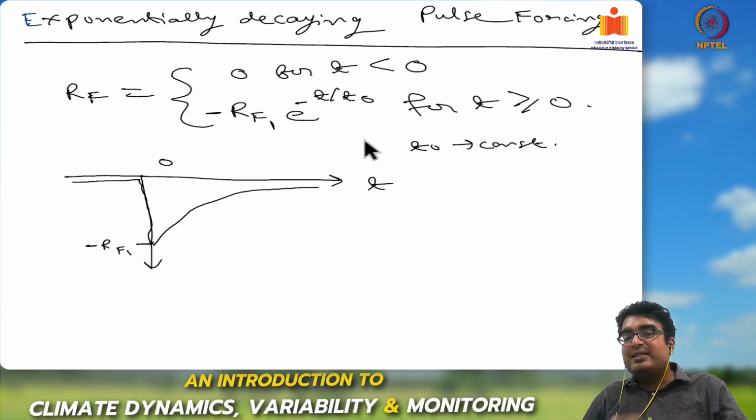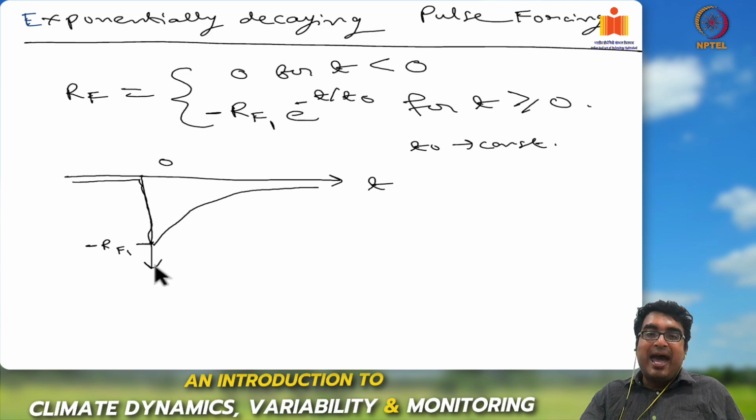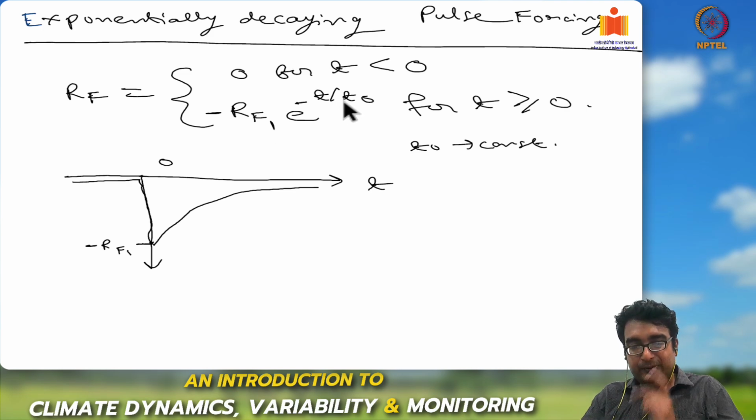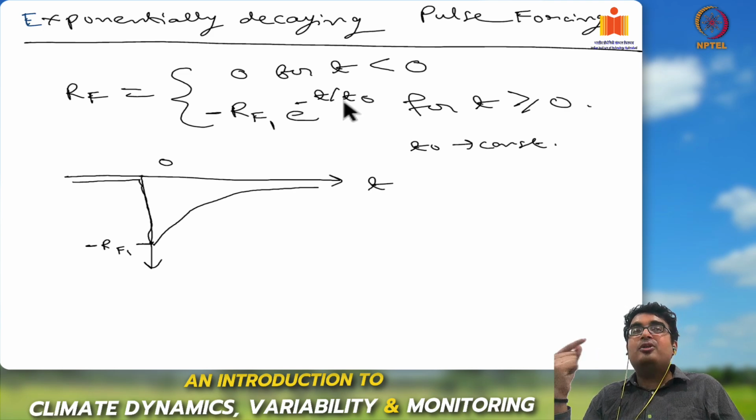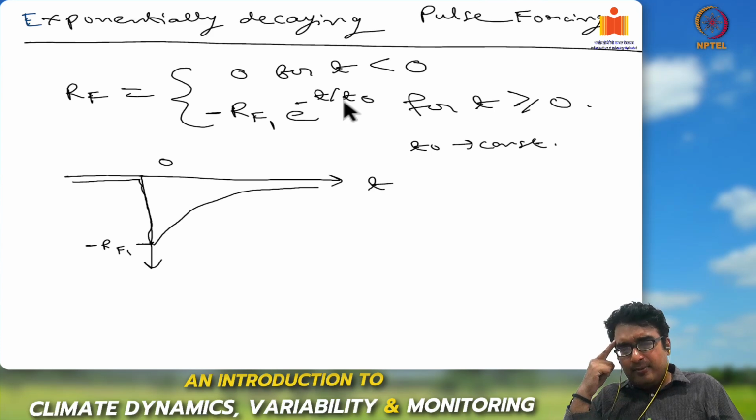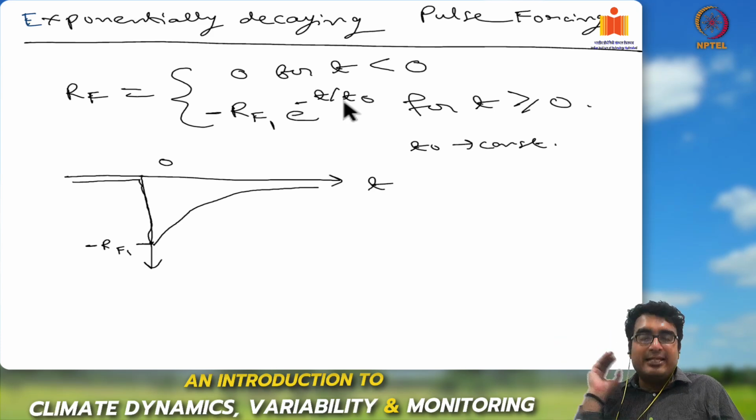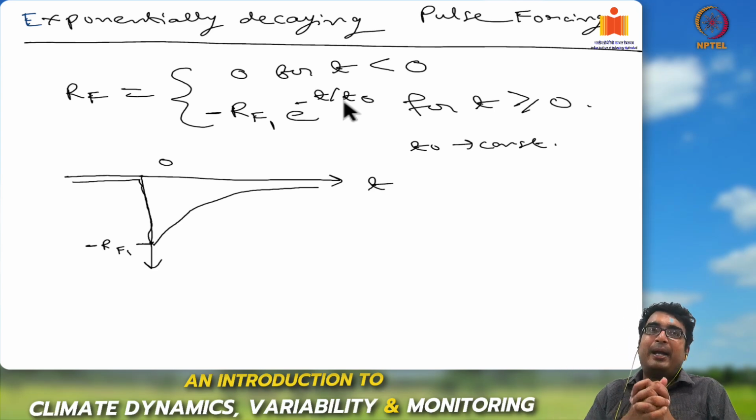So radiative forcing is 0 for T less than 0. At T equal to 0, it becomes minus RF1, and then it slowly decays as minus RF1 e to the power minus T by T0. Okay. This is also a very interesting case because more recently there has been discussion of artificially injecting aerosols in the stratosphere to decrease the impact of warming.